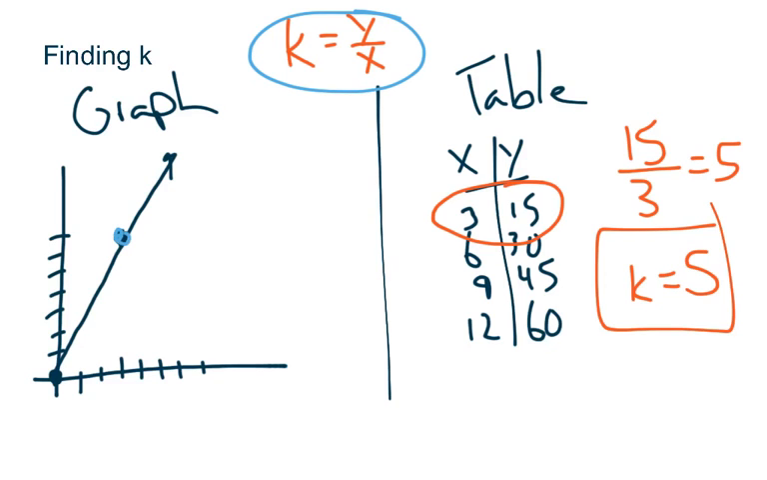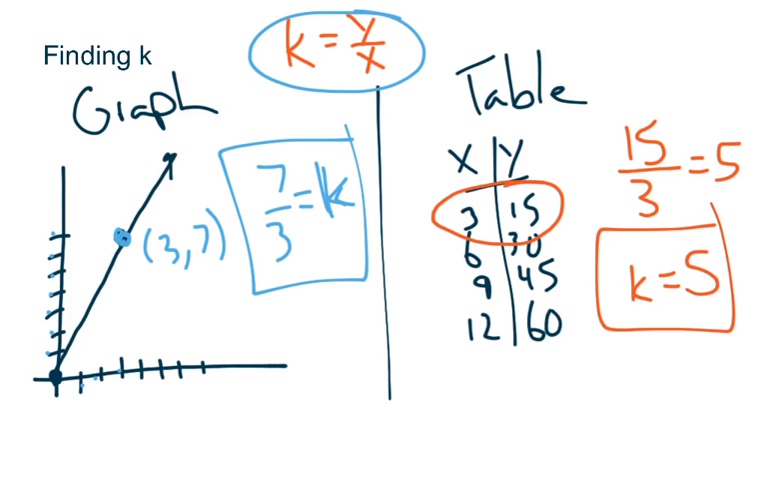All you have to do is find one of the points. 1, 2, 3. 1, 2, 3, 4, 5, 6, 7. So we have 3, 7. And go y over x. 7 over 3. And here's the thing. That doesn't really reduce that well. I mean, 7 over 3 is a great reduction of 7 over 3. So you box it, you walk away. And that's all you have to do for finding k, is just go y over x.